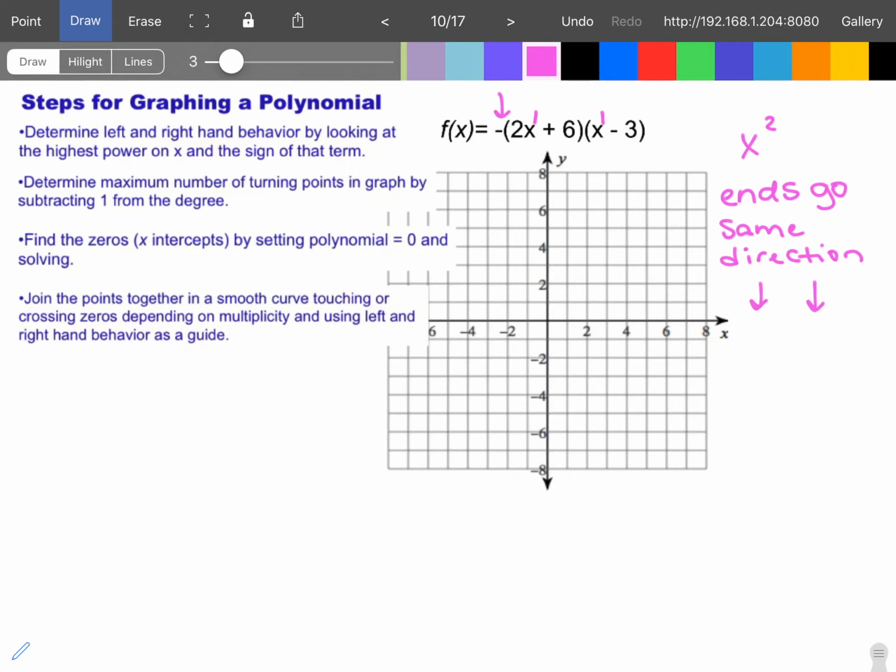We can take what's in parentheses and set equal to 0 and solve to find our intercepts.